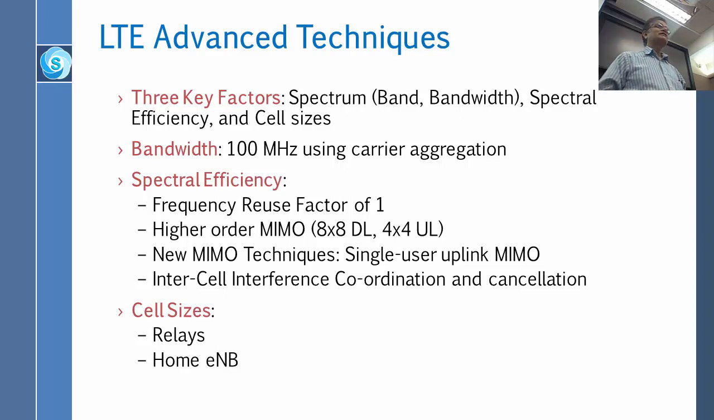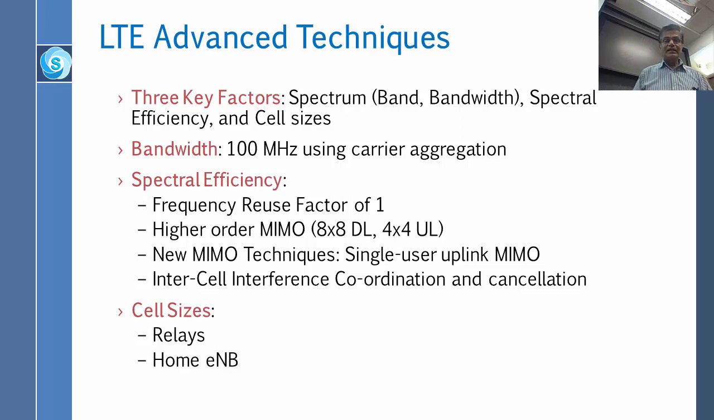So LTE Advanced needs more spectrum than LTE, more spectral efficiency, better coding techniques, and smaller cell sizes. And the smaller cell sizes also give you spectral efficiency. They are related, because if you have a very large cell size, you can't get that spectral efficiency. Everything that we will talk about will fall into this, mostly into spectral efficiency, because we are trying to get more bits through, and that also includes reducing the headers and so on and so forth.